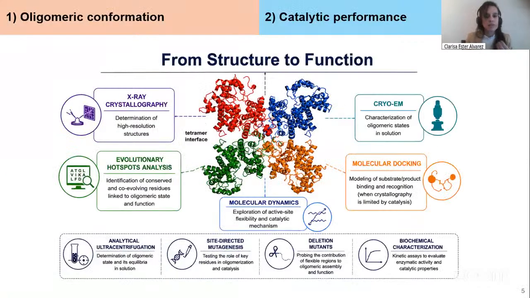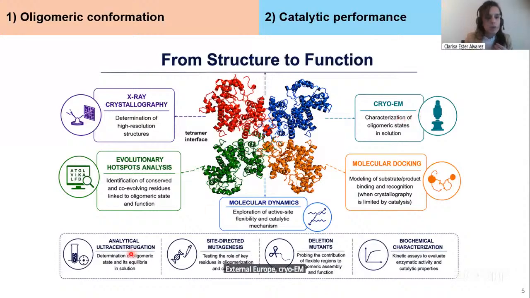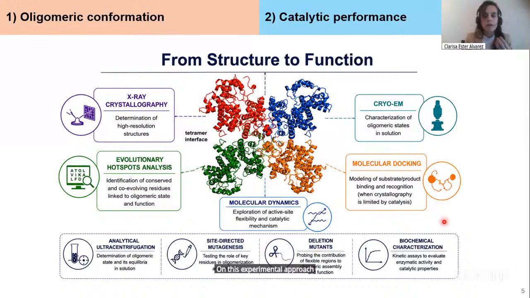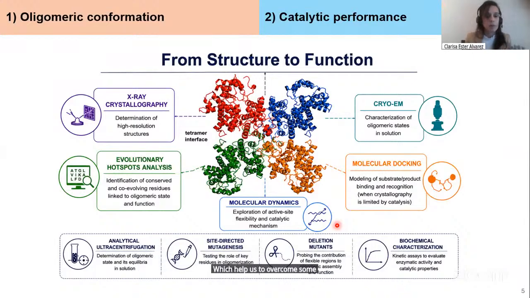To address these two main aspects, we use an integrative structural biology approach. We combine structural and biophysical techniques, such as X-ray crystallography and cryo-EM. Also, we perform analytical ultracentrifugation and mutagenic studies. All these experimental approaches were also combined with in silico approaches, like homology modeling, evolutionary hotspot analysis, molecular docking, and molecular dynamics, which help us to overcome some experimental limitations.